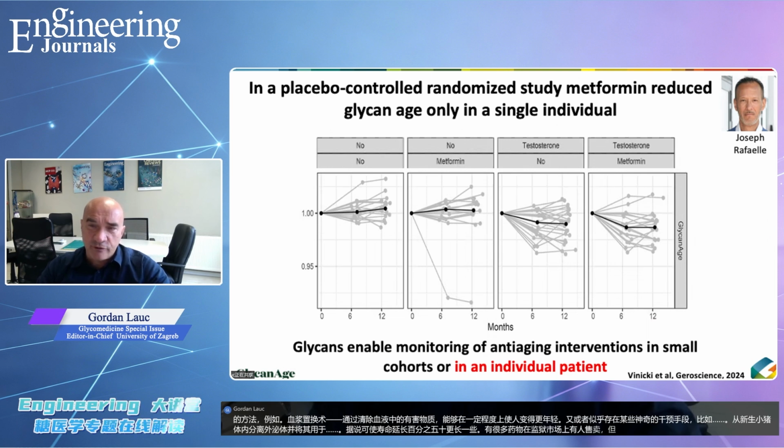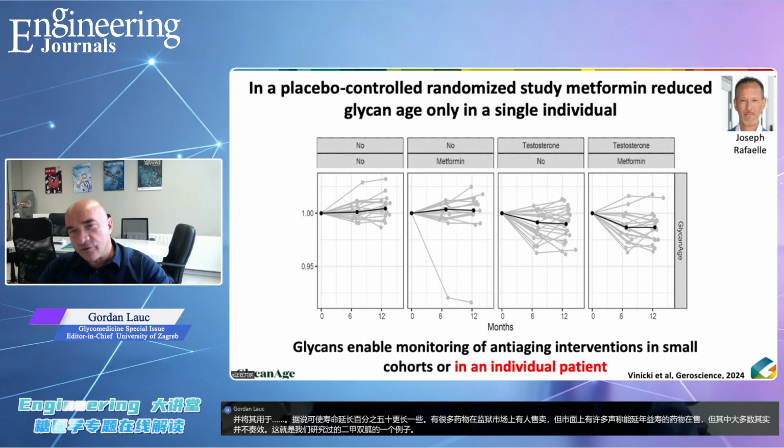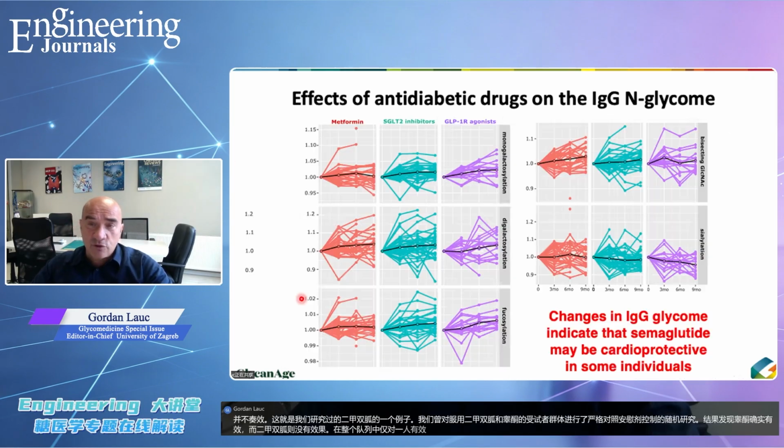This is an example of metformin. We studied a proper placebo-controlled randomized cohort of people on metformin and testosterone. Testosterone did have an effect, but metformin helped only a single individual out of the entire cohort. These are young healthy individuals, but if you take diabetics, of course, the majority of diabetics will respond to metformin, not everybody. The same is true for SGLT2 inhibitors and GLP-1 agonists. So people are different, and not everybody responds to the same drug.